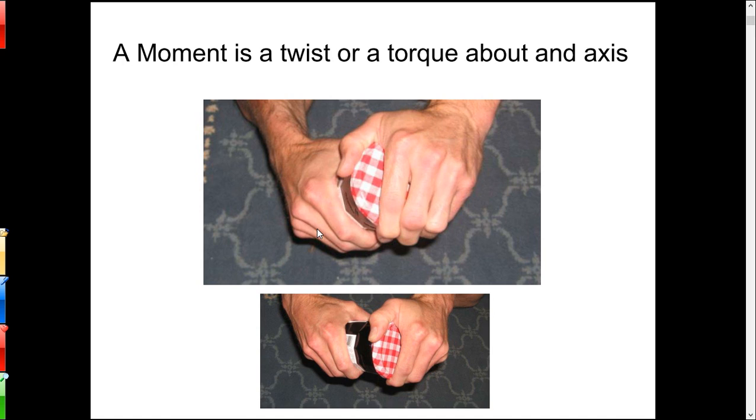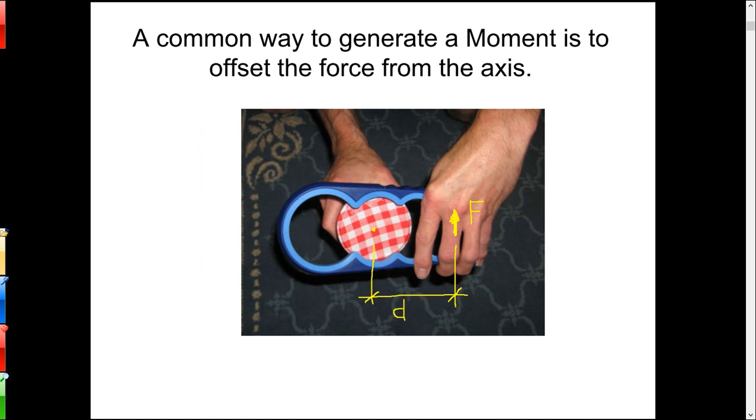All right. So there we go. So here's a moment. It's a twist or a torque about an axis. Here's somebody trying to take the lid off a jar. The axis extends through, normal to the lid. That's the axis that torque is being applied about. Now there are common ways to do this. Probably the most common way people think about is you take a force and offset the force from the axis. So the axis is coming straight out of the lid this time, and the force is being applied at an offset distance.